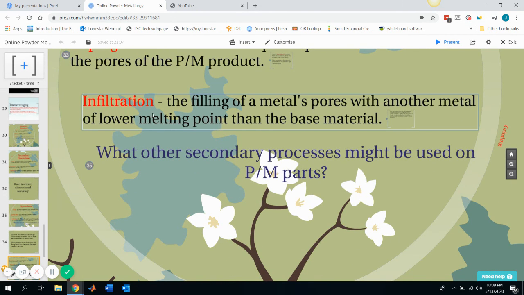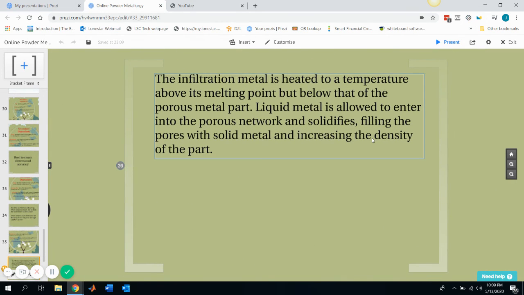Then we have what's called infiltration. In infiltration, you fill the pores of a powder metallurgy part with another metal of lower melting point. The reason it has to be a lower melting point is because this other metal is liquid metal, and if it's at the same melting point as your initial part, then your part itself is going to melt, which is what you do not want. So remember, the infiltration process is where you take a metal and heat it to its melting point, but that has to be below the melting point of your part. Then that liquid metal is used to fill the pores of your part.